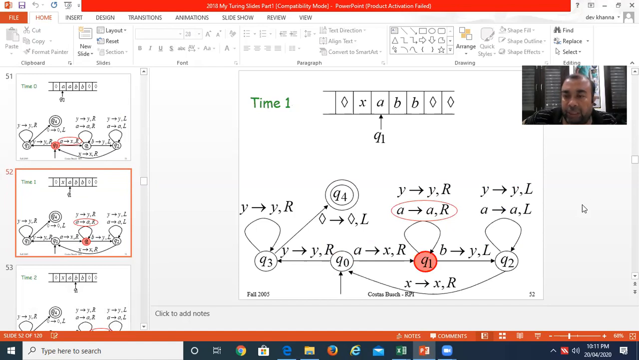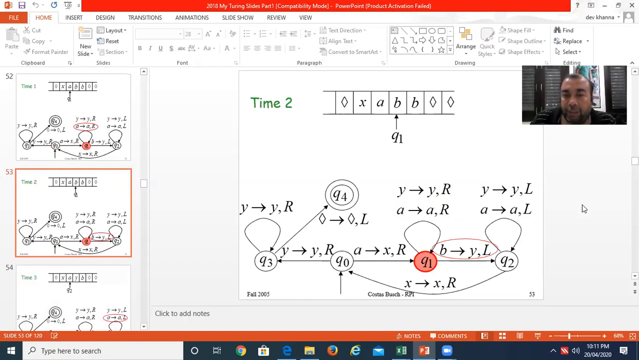Now, because this is the initial movement, you will not meet X. After some time, you will start meeting X also. So A remains A, right hand side, right hand side.